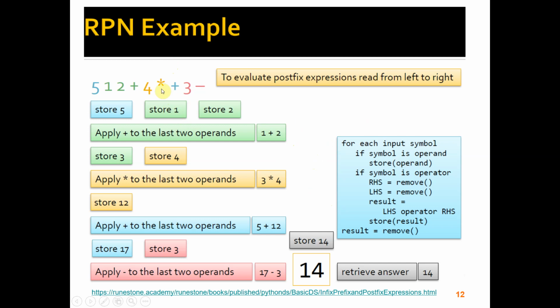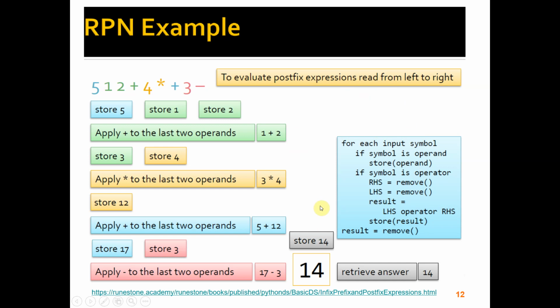The next symbol that we read is multiplication. So whenever you read an operator, you have to do 2 pop operations. Our stack is 5, 3, and 4. We pop 4, goes on the right side. We pop 3, goes on the left side of the multiplication operator, and we evaluate this operation, which is going to be 3 times 4. It's going to be 12. So the result is 12, and we push 12 back to the stack. So our stack becomes 5 and 12.